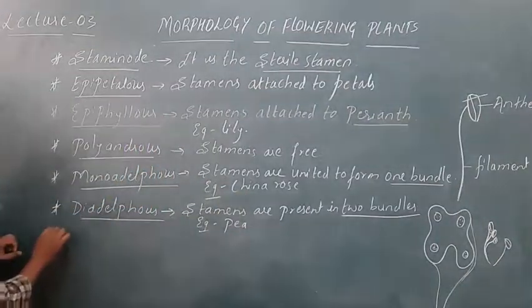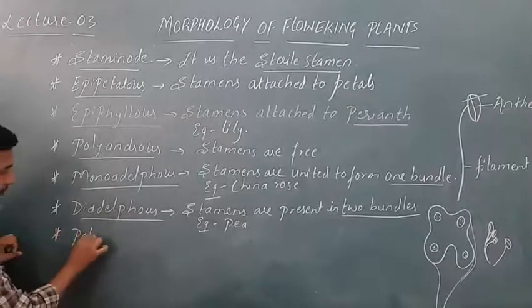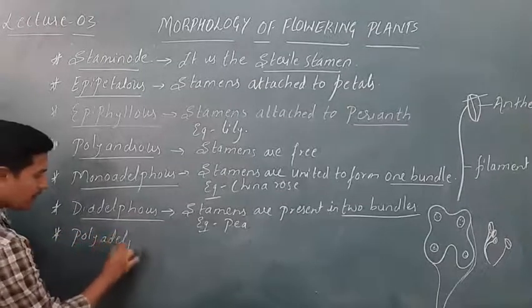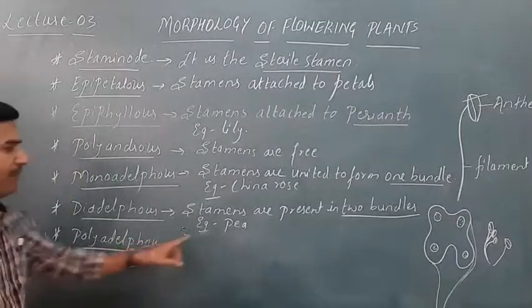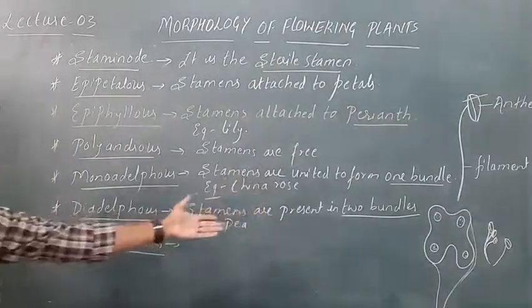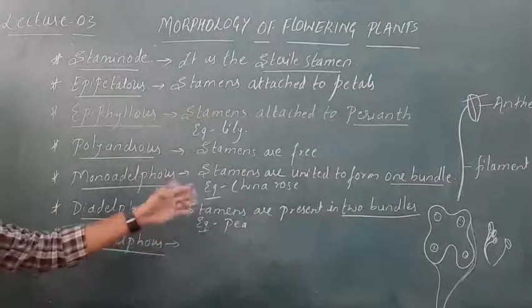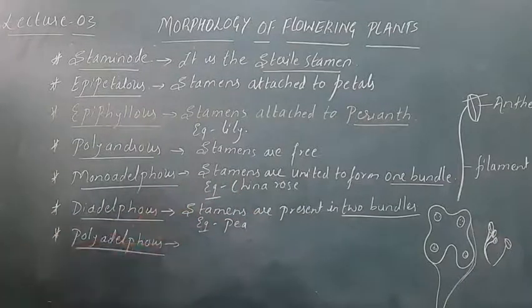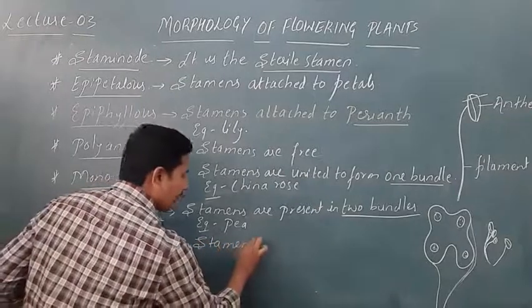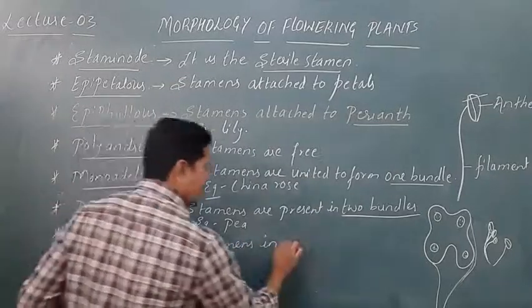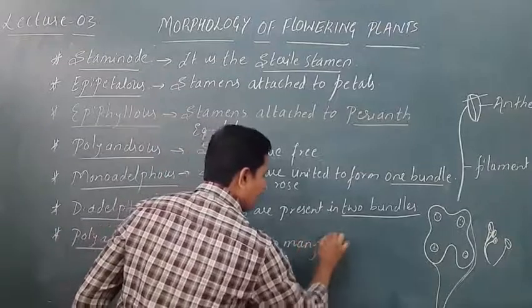So one more is polyadelphous. In polyadelphous, stamens are present in many bundles, or let us say more than 2 bundles. So stamens in many bundles.